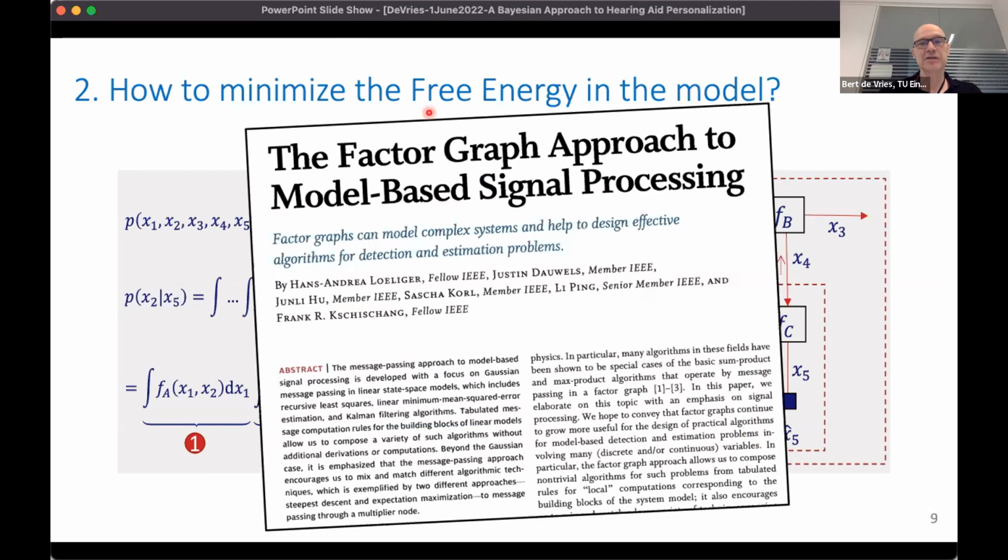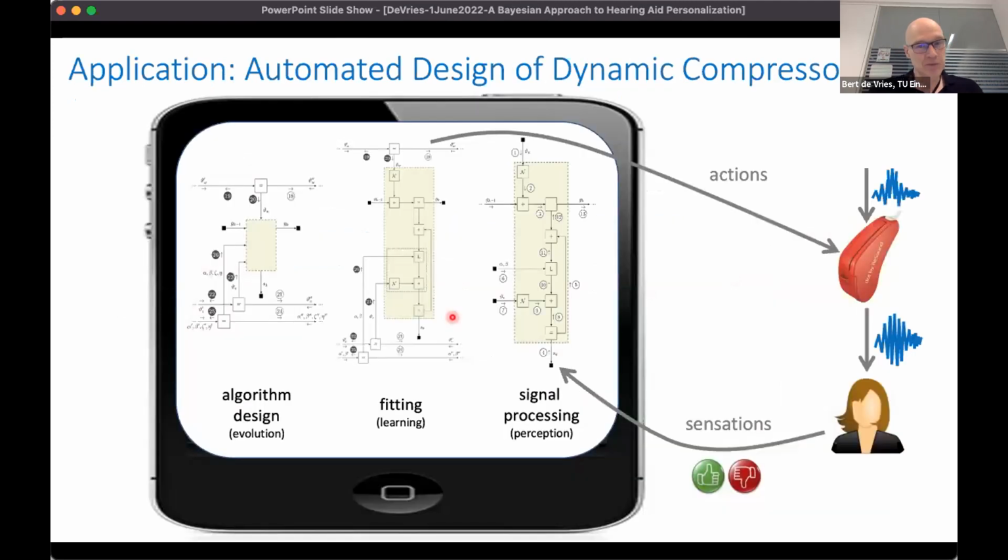There are papers on this. And already about 4 or 5 years ago, we built a network. Here on the right hand, you see this network. This is a model. And we said, okay, the observations are user sensations, and the user is only happy when the signal is audible and when it's presented at the right loudness level. And then we minimize free energy in this network.